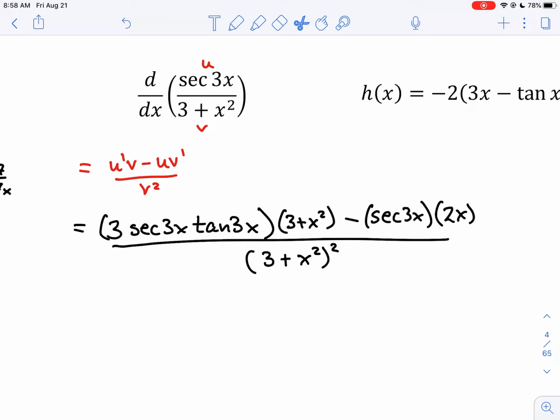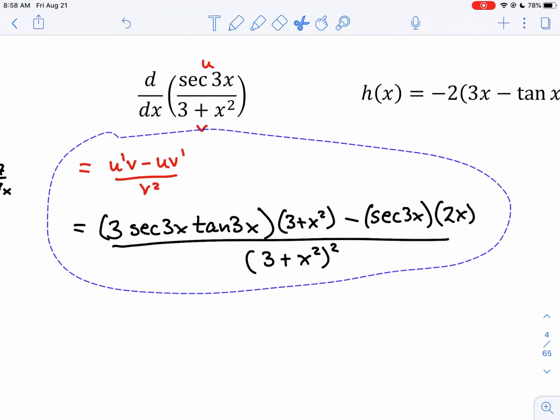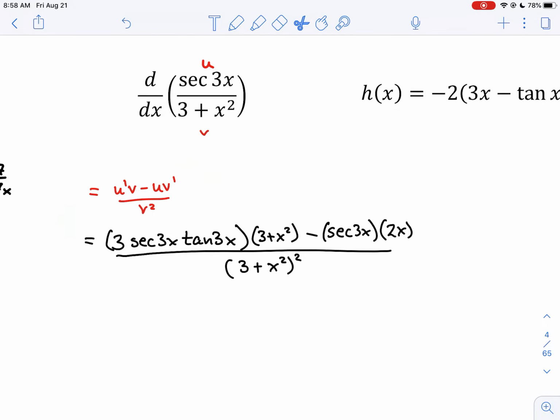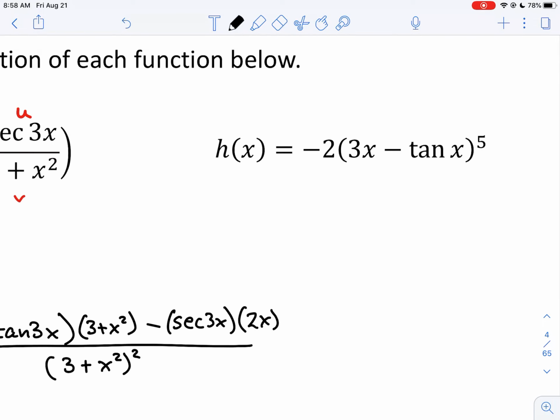I'm not going to bother simplifying this much more, but very often these quotient rules will simplify. But let's just move on to the next example. Here, this is going to be a case of the generalized power rule. Notice we have a constant times a function. So the constant -2 is just going to stay. And then the function is a base to a power, a function to a power. So the generalized power rule comes into play here.